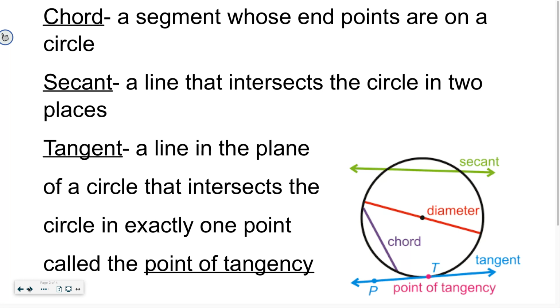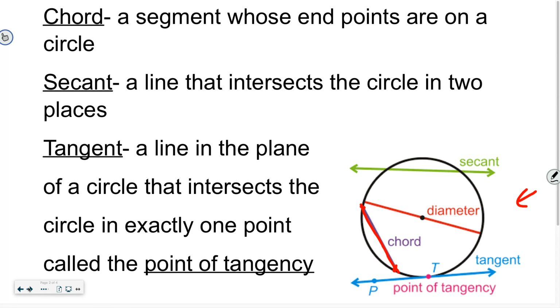So the first word is chord, and chord is a segment whose endpoints are on a circle. So if you look at the picture that I have drawn down here, you can see a chord. This purple line is a chord. It's a chord because its endpoints are on a circle. So chord.